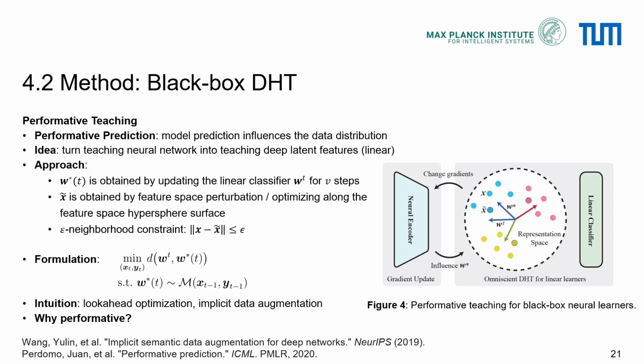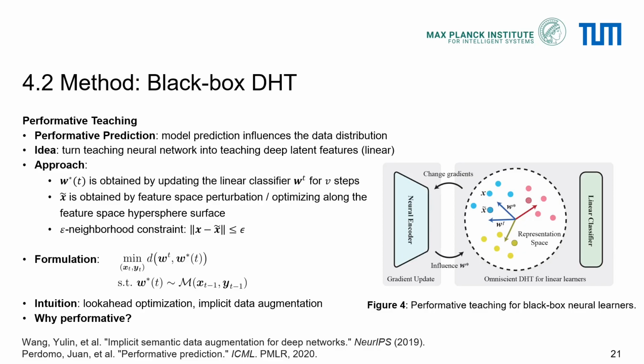Another type of black box DHT is called performative teaching. So in performative teaching, we take the inspiration from performative prediction, which has the idea that the model prediction should sometimes influence the data distribution. So our idea is instead of teaching the whole very deep neural network, we are dividing it into two parts. So we have a neural encoder, and we have a linear classifier layer for most of the classification models. And we are basically teaching in this latent space.